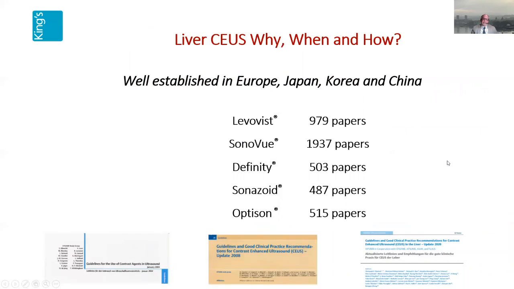What further evidence is there out there? Well, there's a lot in the literature on the different contrast agents that have been used in the past. The first agent, Levovist, which we used in the mid-1990s, is no longer available, but was the first agent on the market with a lot of research produced. SonoVue is the agent that you're very likely to use here in Europe, and there are other agents, Definity, Sonazoid, and Optison. And in total, you've got nearly 4,500 manuscripts in the literature showing you how you can use contrast and how safe it is and how diagnostically able it is for your liver assessments.